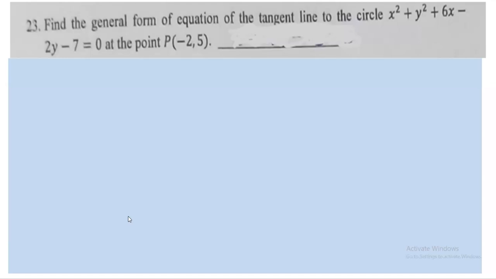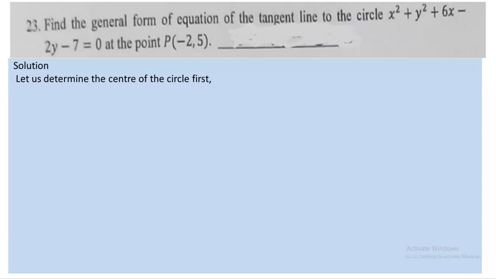So when we proceed to the next one, we have question number 23. It says, find the general form of the equation of the tangent line to the circle x squared plus y squared plus 6x minus 2y minus 7 equals 0 at the point P(minus 2, 5). So what you need to do is the following in order to find the equation of this tangent line. So the solution goes like this.